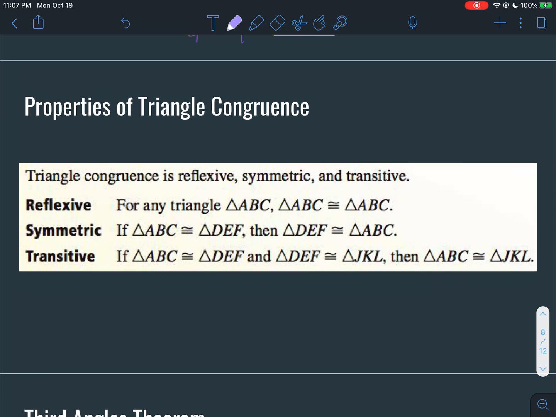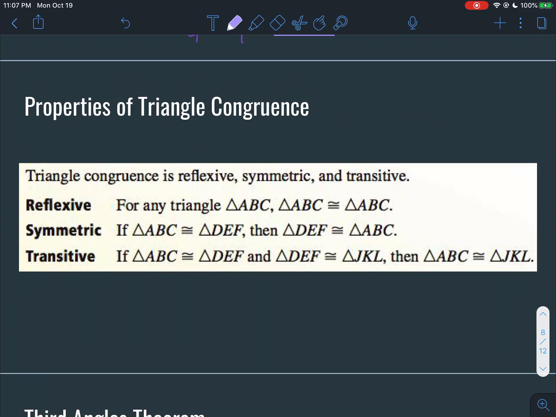Properties of triangle congruence. Triangle congruence is reflexive, symmetric, and transitive. So what that means, the reflexive property means for any triangle, triangles are congruent to themselves. This would be something that you would see more often when we do proofs. We are skipping proofs for this semester only, not in life in general, but you guys are getting lucky and not being forced to do proofs. So you might not see these as much, but you need to be generally aware of them.